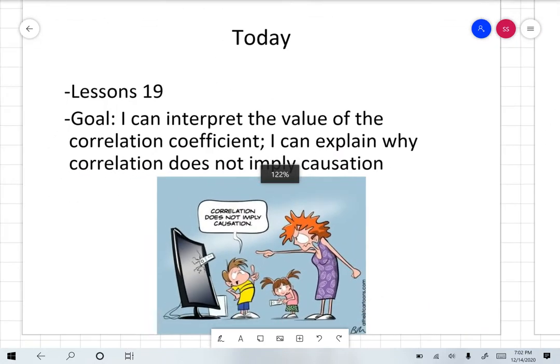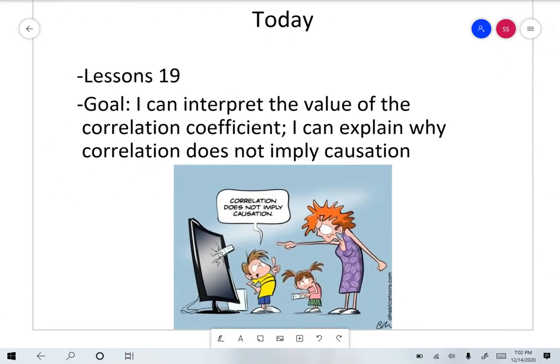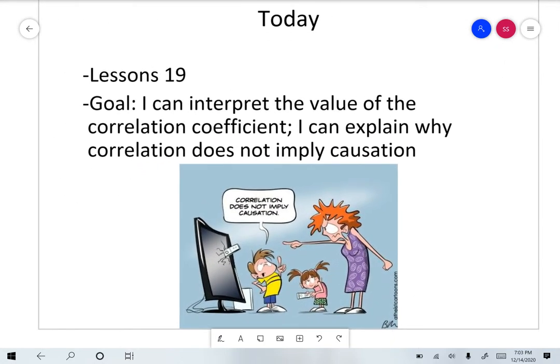Today, oh, so many fantastic memes and cartoons with this lesson. Today we're doing lesson 19 in module 2. The goal for today is to be able to interpret the value of a correlation coefficient and explain why correlation does not imply causation. If those just look like a bunch of foreign words right now, that's fine, because you will understand it by the end, I promise.